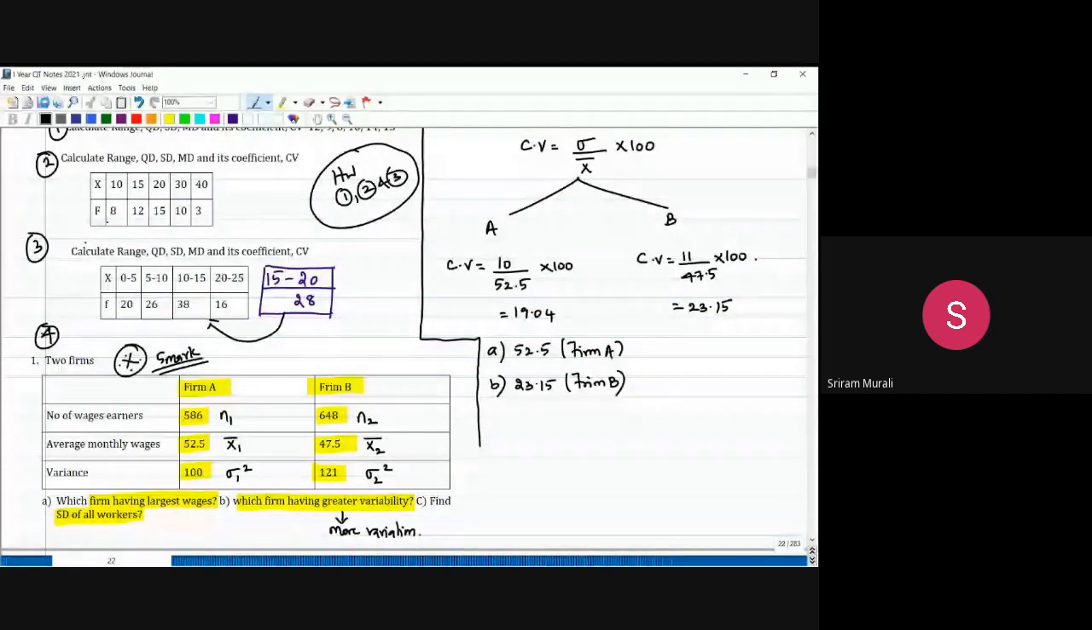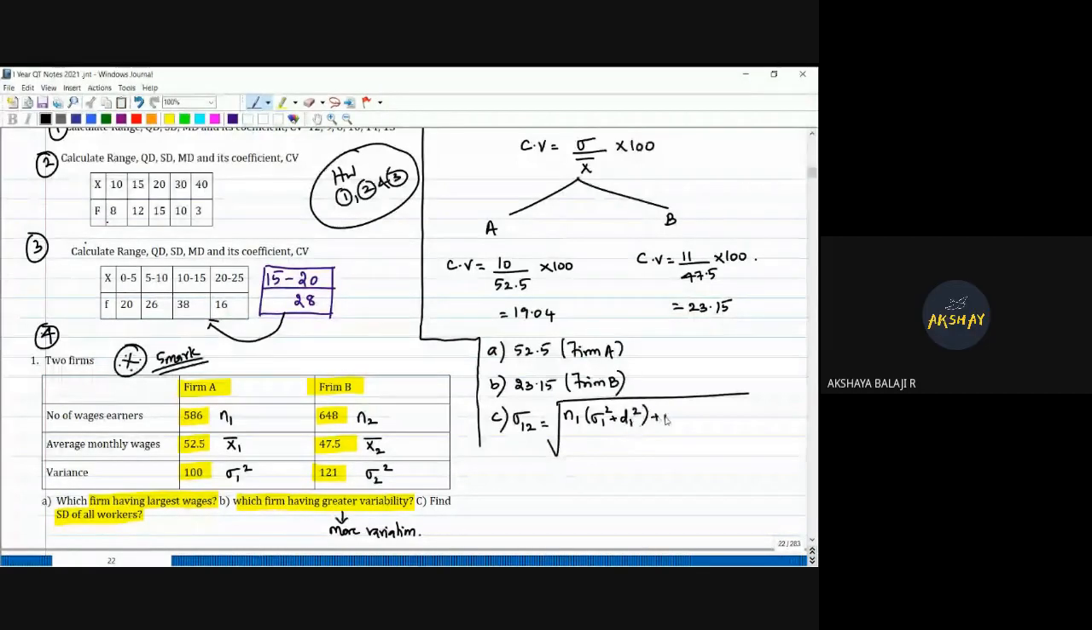Subdivision C. We want to find the combined SD. Combined SD formula is this. Sigma 1,2, where 1,2 is combined, equals square root of N1 sigma 1 square plus D1 square, and so on with N2. Sir, variability and coefficient of variation வேற வேறயா சார்?